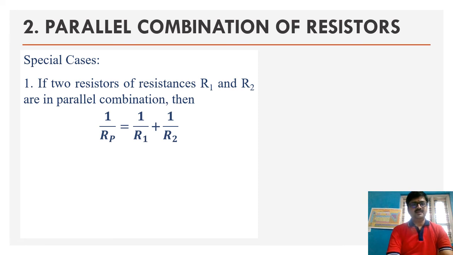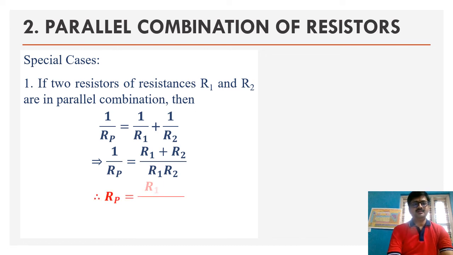Then very clearly 1 by RP equals R1 plus R2 by R1 R2. This is by taking LCM and adjusting everything and writing. Now let us take the reciprocal of it. If we take the reciprocal, we'll get RP is equal to R1 R2 divided by R1 plus R2.